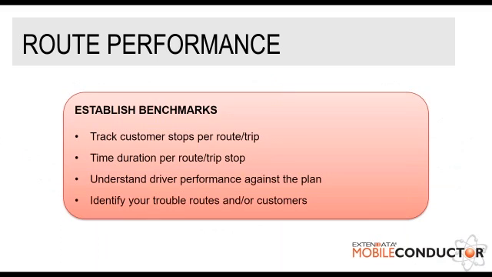Understanding how drivers are performing: are they starting late? Are they taking too much time at stops? Where, if any, are there factors that need to be adjusted? Either drivers' behavior could change, or potentially the plan needs to change. But in that process, and looking at route performance, you can identify troubled routes, troubled drivers, and potentially troubled customers.